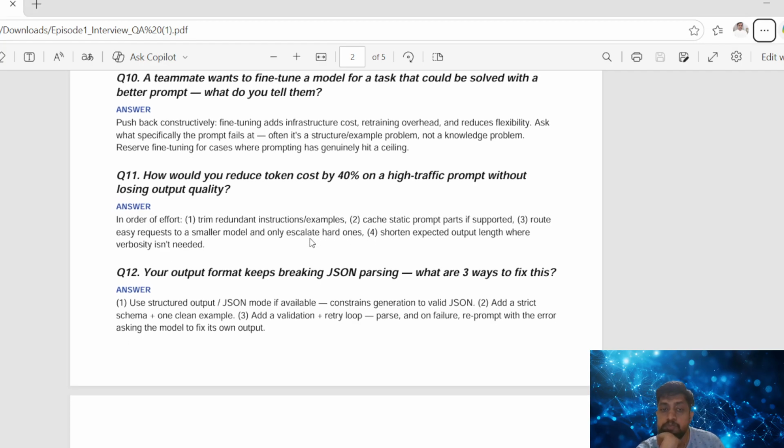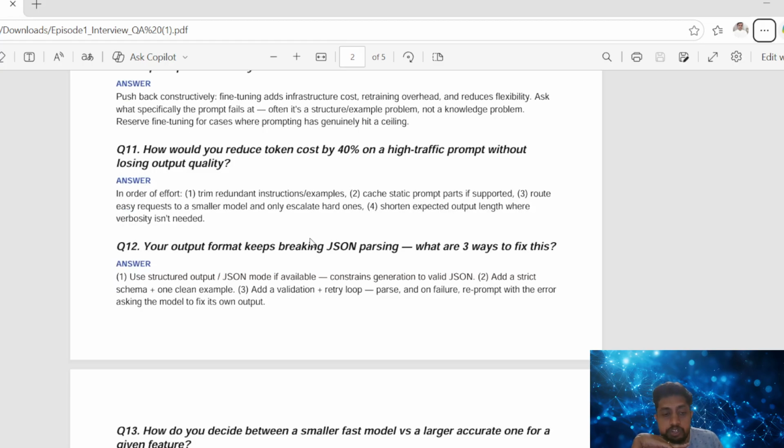Your output format keeps breaking JSON parsing. What are the 3 ways to fix it? First, very important, use structured output or JSON mode if available. If JSON parsing is failing, you need to use a structured output format, which constrains generation to valid JSON. Second, add a stripped schema plus one clean example. Third, add a validation plus retry loop, where you catch the failure and reprompt with the error. Think like, your agent occasionally wraps JSON in a markdown fence or adds a trailing sentence. A regex strip plus a retry-on-failure loop catches that without redesigning any prompt. That is something you may get real-time exposure to in coding.